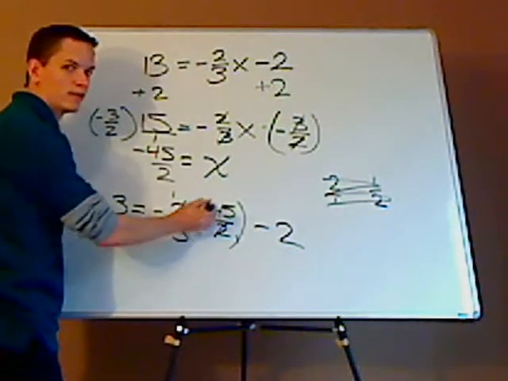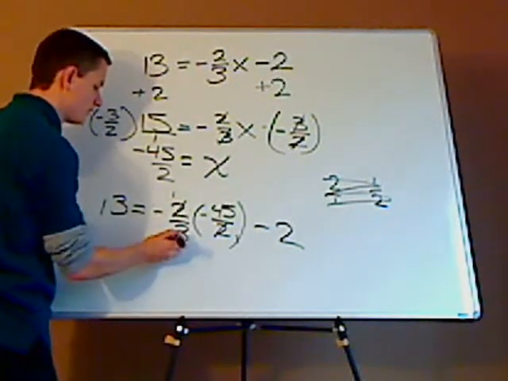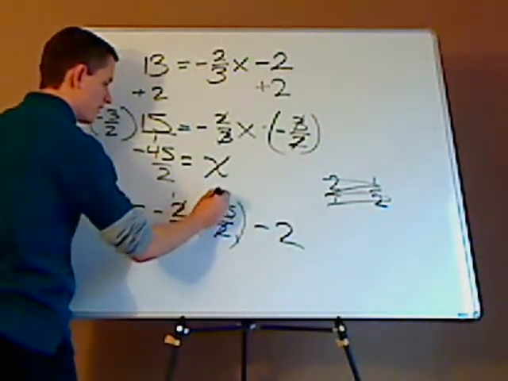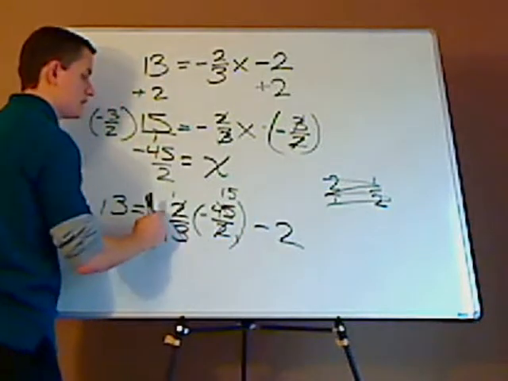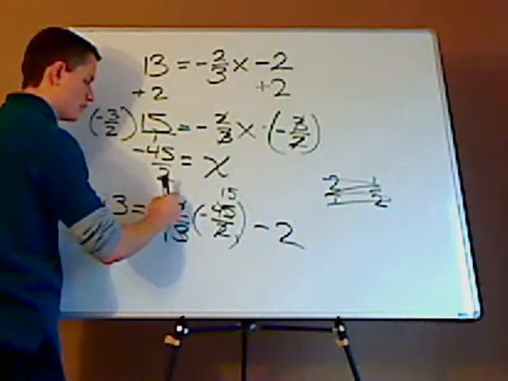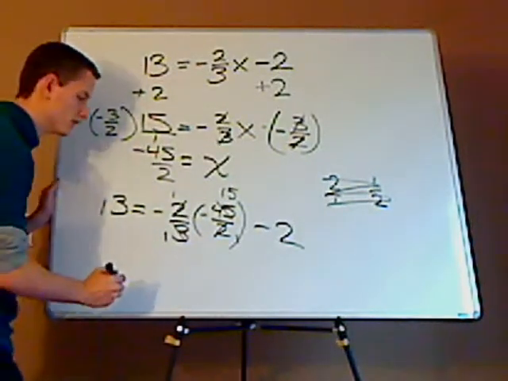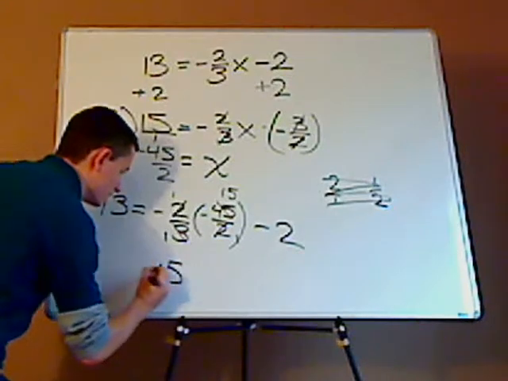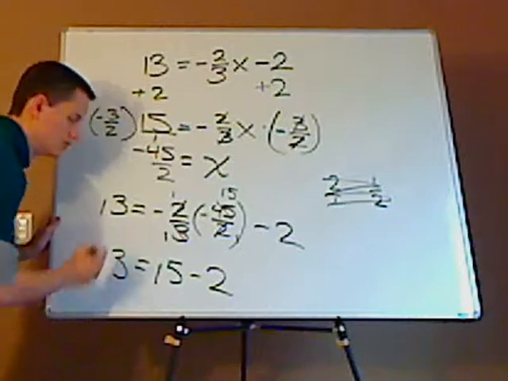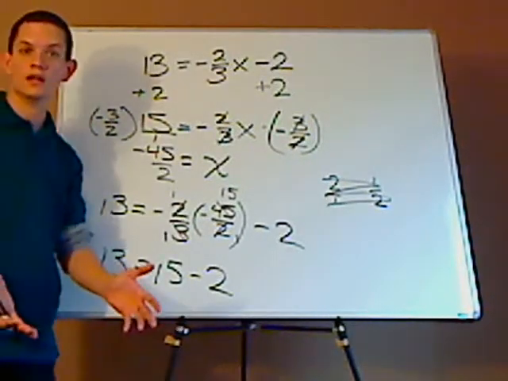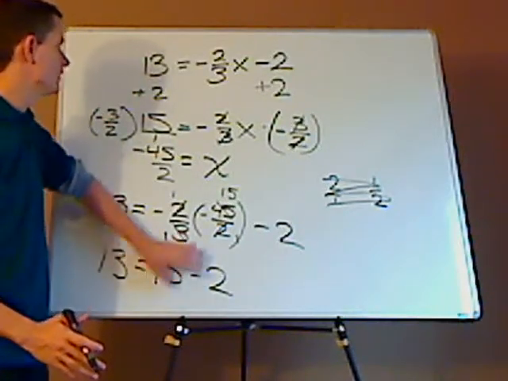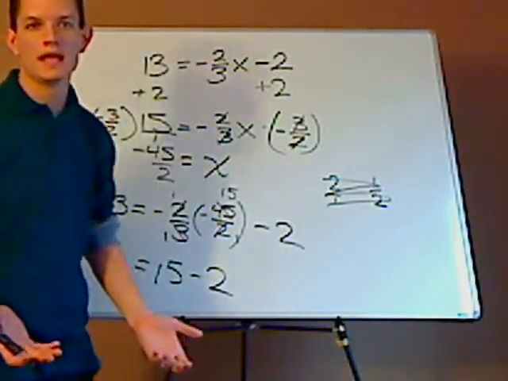Now both the 3 and the 45 are divisible by 3. So 3 goes into 3 once, and 3 goes into 45 15 times. Negative 1 times negative 1 times 15 gives you a positive 15. So that's positive 15 minus 2, and that does equal 13. And so that's right. So with linear equations, if you want to check your work, all you have to do is plug it into the original. And that's it.